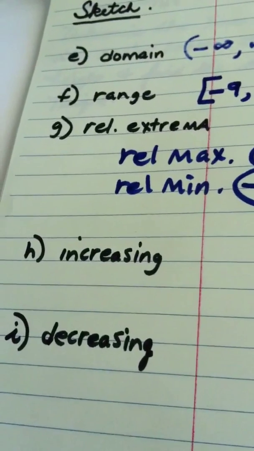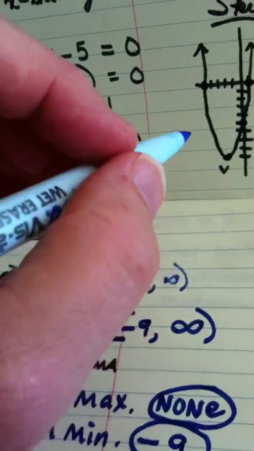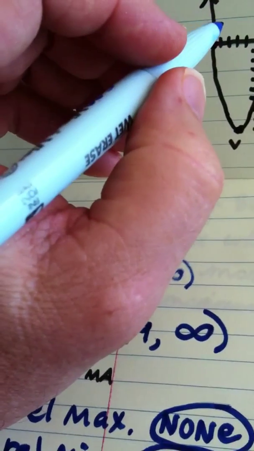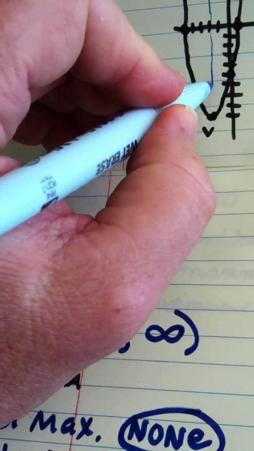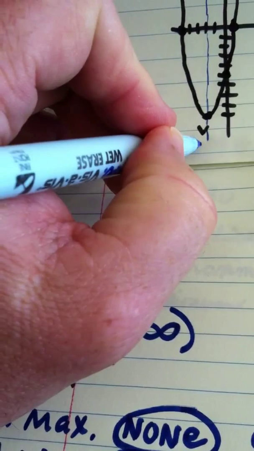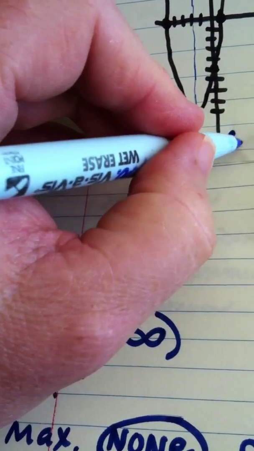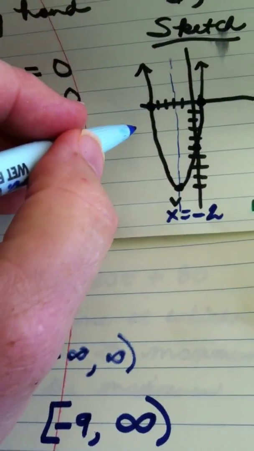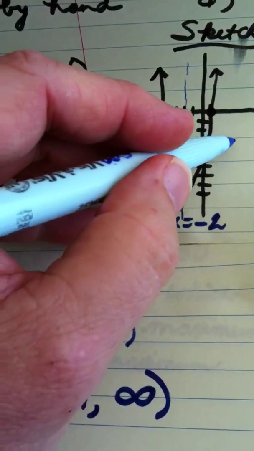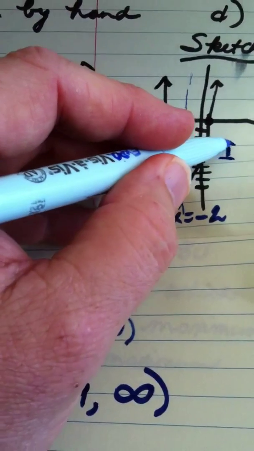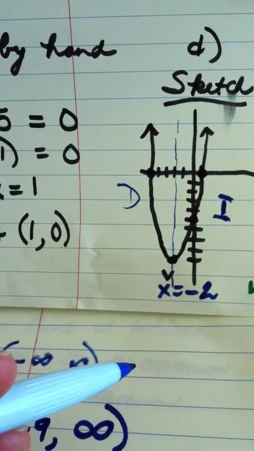All right. Where is the graph increasing and where is it decreasing? Remember, I've always had you draw in a little vertical line to remind you that x equals, in this case, -2. This is where the graph changes from decreasing to increasing. So it's happening around -2.